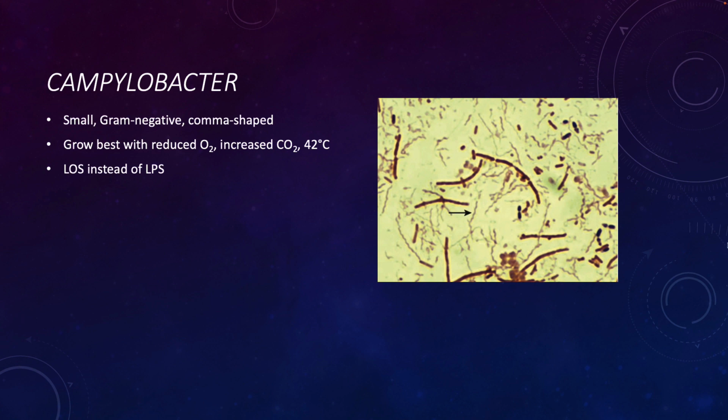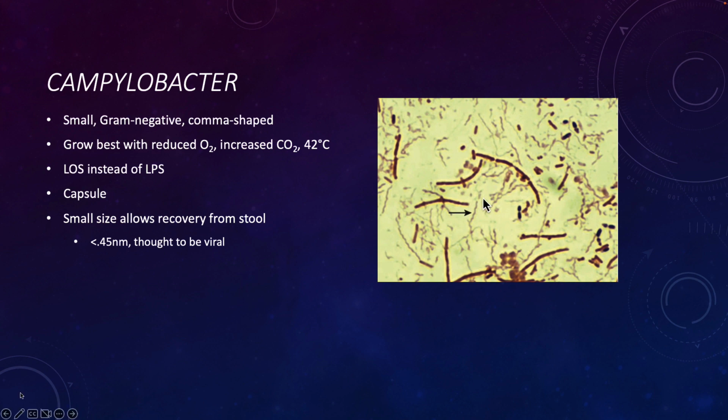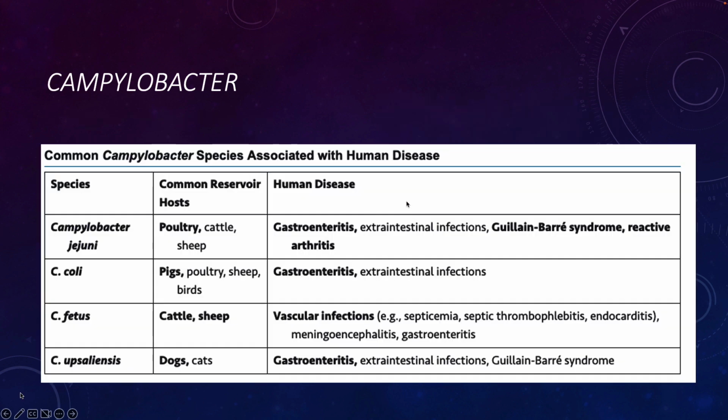Instead of LPS, just like Neisseria, they have LOS, the lipo-oligosaccharide. So that carbohydrate component of the LPS is smaller, so it's LOS. They do have a capsule, which helps with adhesion and immune evasion. Their small size allows them to be recovered from the stool, but remember, if you want to filter the stool to collect the bacterium, you would have to use, I believe, the next size filter, a 0.22 micron filter. They were so small, again, they were thought to be viral.